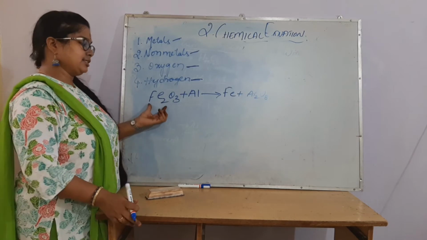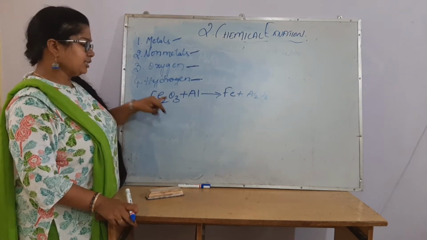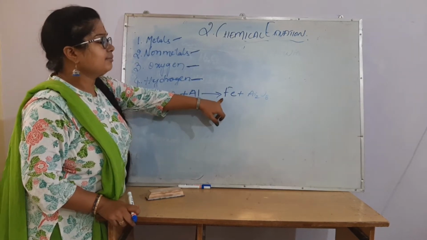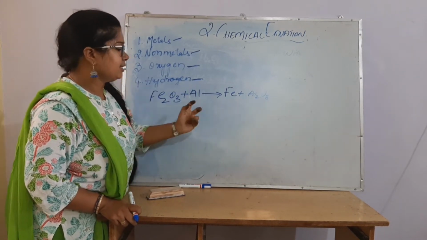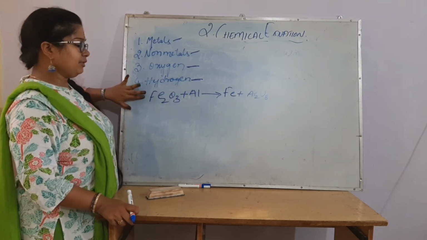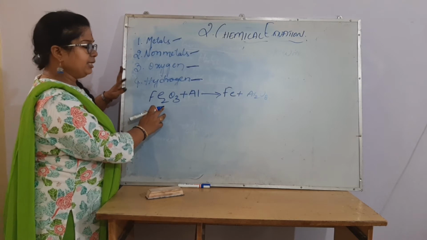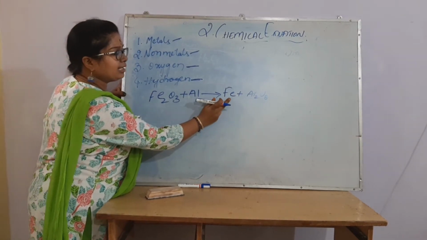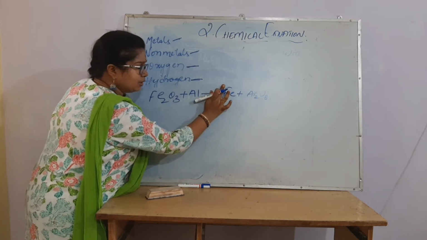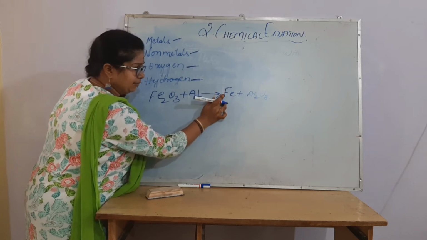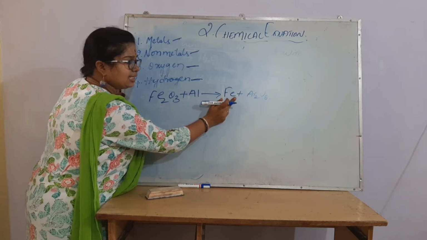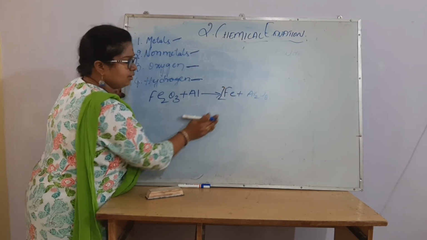Are metals there? Yes. Iron is a metal. Al is a metal. Oxygen is there. First balance, starting with Fe. How many Fe are there? 2 are there. Here how many are there? Only 1. So I need to multiply by 2 where? On the side where it is less. 1 into 2 is 2. Done.